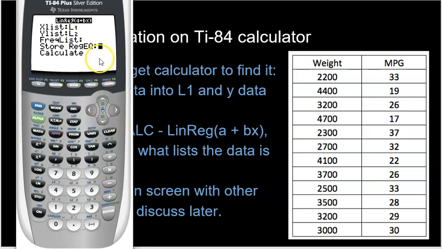Don't worry about storing REG, EQ. Just go straight down to Calculate, hit Enter, and you will see R is at the very, very bottom of the screen. Now, there's a couple other numbers on this screen that we will talk about in later videos, but for right now, the only one you care about is correlation. So negative 0.97. Again, that actually makes sense.